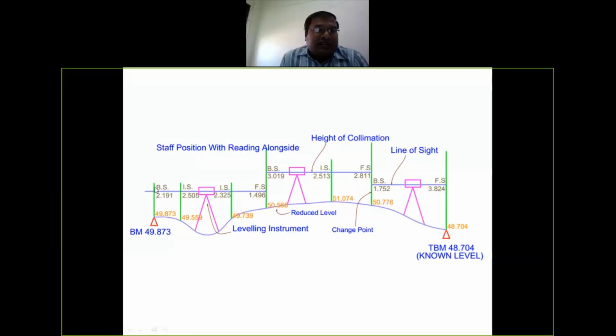You can see here I have put my staff, and this is my setup of the instrument. This is my tripod and this is my auto level or dumpy level. As I told you, first of all we have to take the backsight reading. Before we take the reading, we have to do some temporary adjustments, centering, leveling, etc. Once that is completed, we take the first staff reading. That value you can see here is 2.191. So that is my backsight reading.